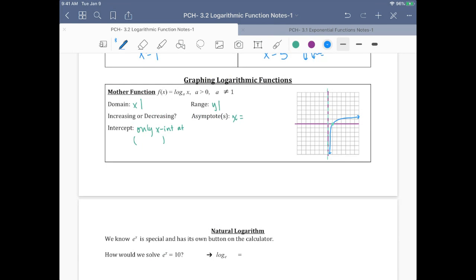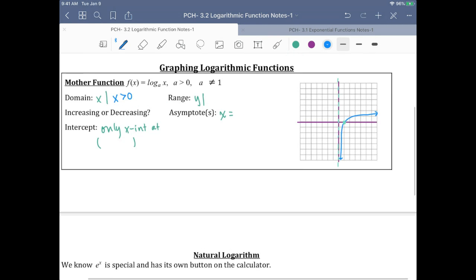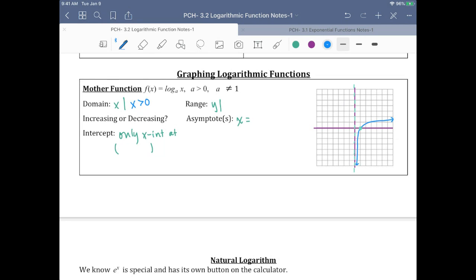All right, graphing logarithms. I have sketched a graph for you. So you can see that the domain is when x, this little x with the line means the set of x's. So the set of x's is x has to be greater than 0. And the y's are all real numbers.